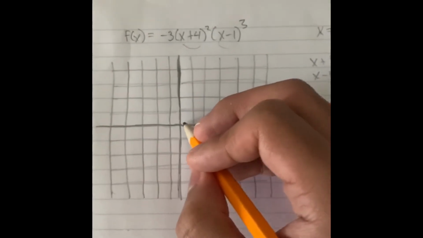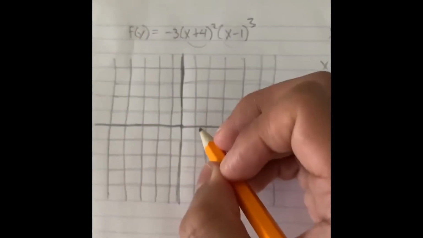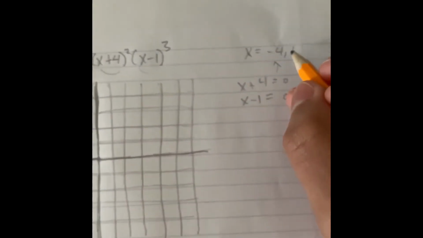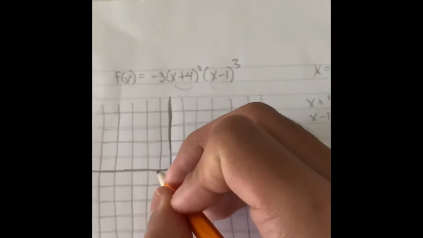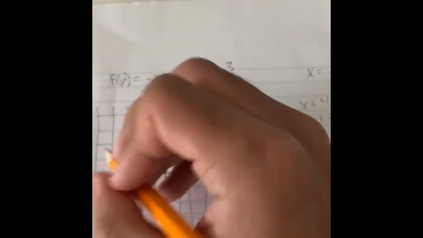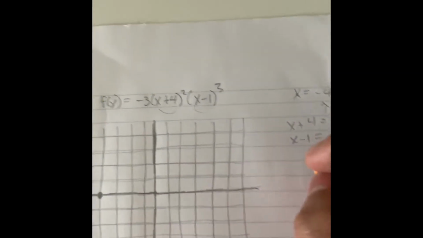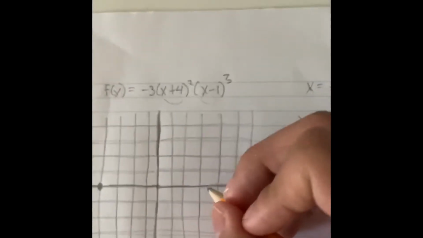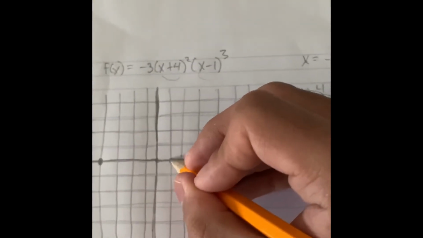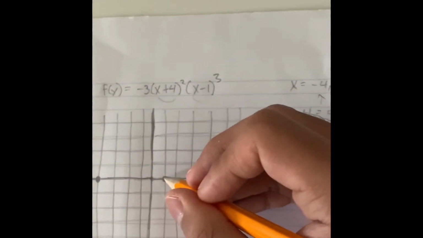So now here in the graph, okay, this is 0. So now we've got to go find negative 4. So that's 1, 2, 3, and 4. There's our first x-intercept. These are x-intercepts. Now we look at 1. Go back to the center. 1. So now we've got both of these.